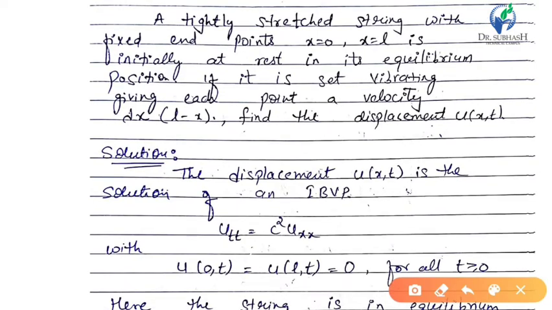A tightly stretched string with fixed endpoints x equal to 0 and x equal to L is initially at rest in its equilibrium position. If it is set vibrating, giving each point a velocity λx(L − x), then find the displacement u(x,t). Here we are given in the question that it is at rest in its equilibrium position.